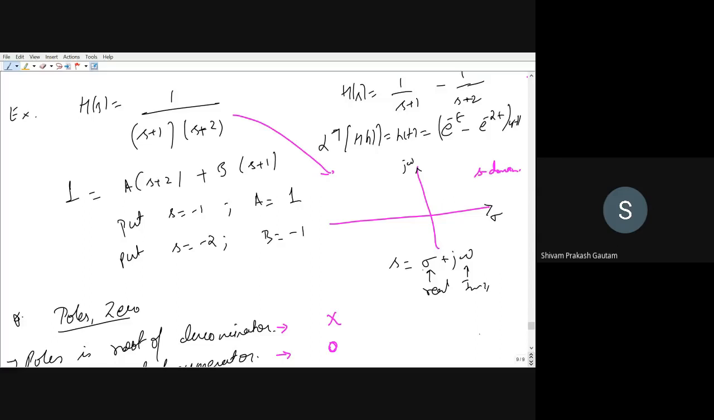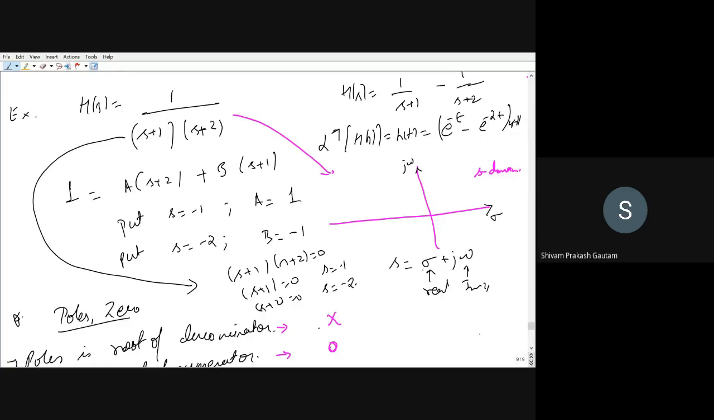Now, can you tell me what are the roots of the denominator here? Minus 1, minus 2. How will you find the roots of the denominator? You will equate the denominator to 0. That is (s plus 1)(s plus 2) should be equal to 0. This is how you find the roots. So s plus 1 equals 0 and s plus 2 equals 0, so s will be minus 1 and s will be minus 2. So there are two poles, and these two poles are real poles.